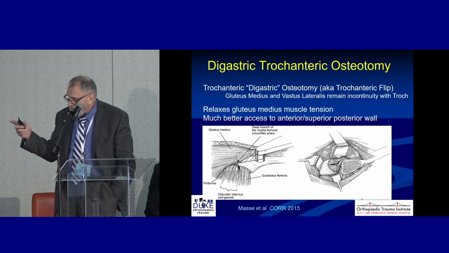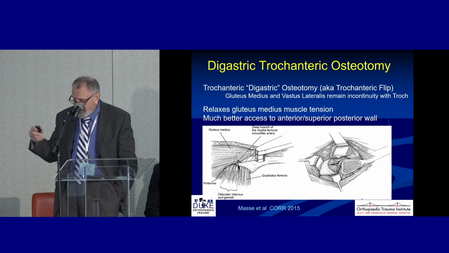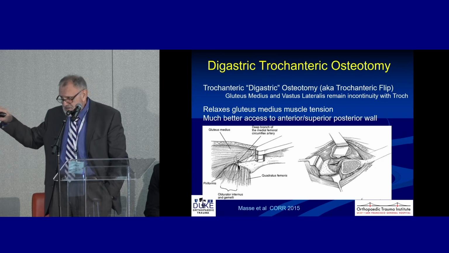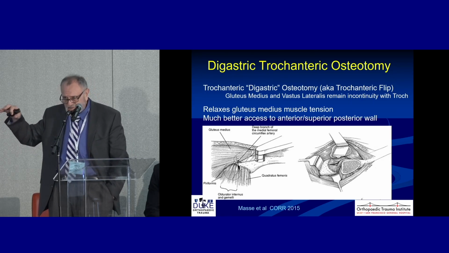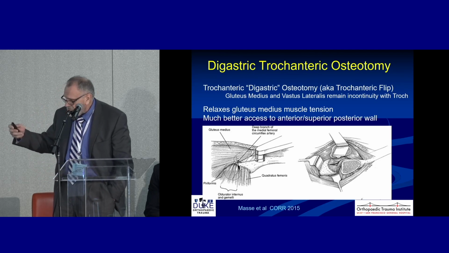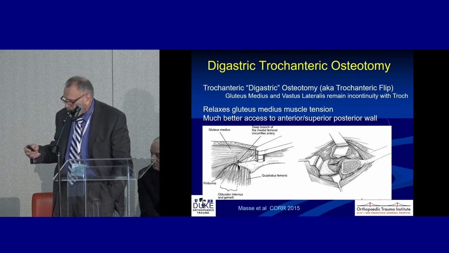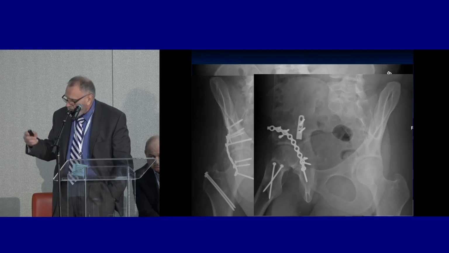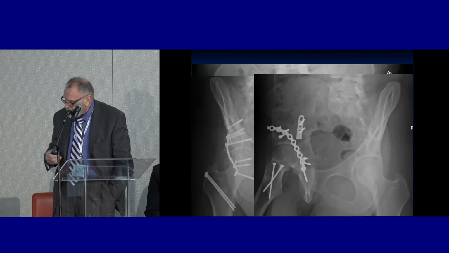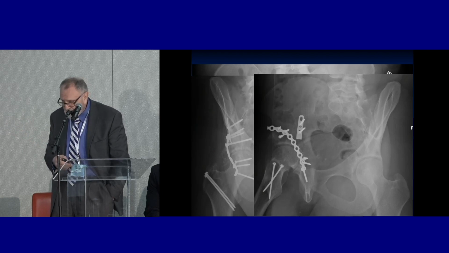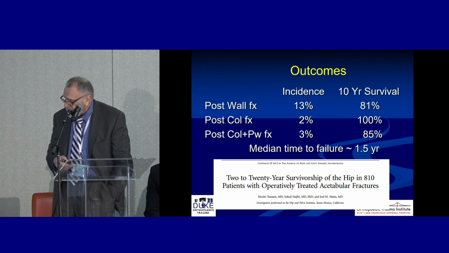This is an excellent indication for a so-called digastric osteotomy, where you make a cut in the trochanter, but it's still connected distally to the vastus lateralis and still connected proximally to the gluteus medius, so that we have good stability ultimately in the trochanter, but it allows us access to the superior acetabulum, so that as we're thinking about the fracture we were just looking at, we can reduce the head and use a construct to help stabilize that particular pattern so that we can stabilize the posterior wall.